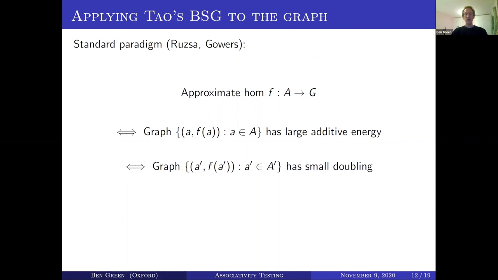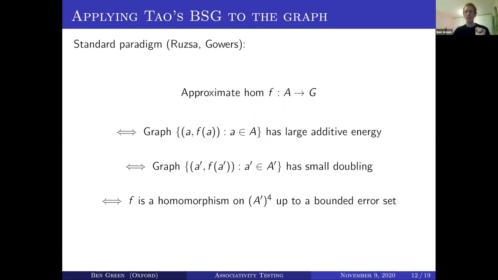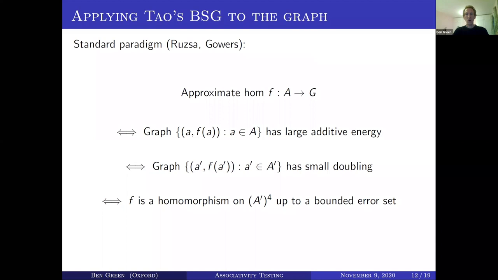Okay, so there's something called the Balog-Szemerédi-Gowers theorem that lets you go from large additive energy to small doubling. So I'm assuming that people have some background in additive combinatorics for this part of the talk. And if you have small doubling, then there's an argument of Ruzsa that says that you are a homomorphism on A prime to the four. So here A prime is a positive density subset of A up to a bounded error set.